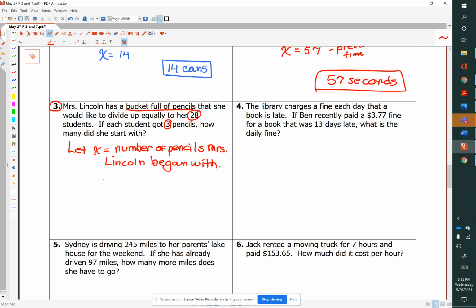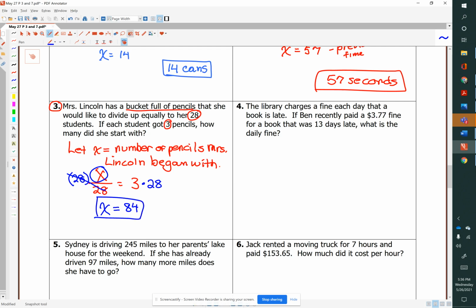So our math problem will be the number she started out with divided by 28 equals 3, because they get 3 each. So what's happening to x? And what's happening is x is being divided by 28. The inverse operation to division is multiplication. So if we multiply by 28, we can isolate our x, but whatever we do to the right side, we need to do to the left side. So if we isolate x and multiply 28 by 3, we have x equals 84 pencils.